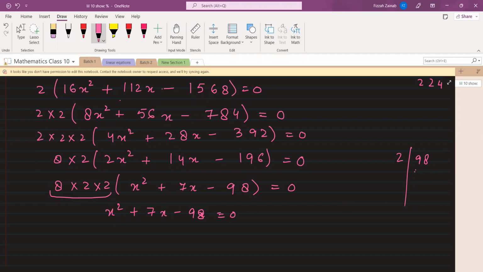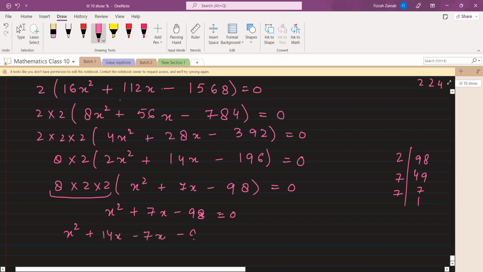Anyway, so 2 into 4 is 8. 18. 2 into 9. So 7 into 7 and 7 into 1. So I can take 14 and 7 combination, right? So x square plus 14x minus 7x minus 98 is equal to 0. Clear?